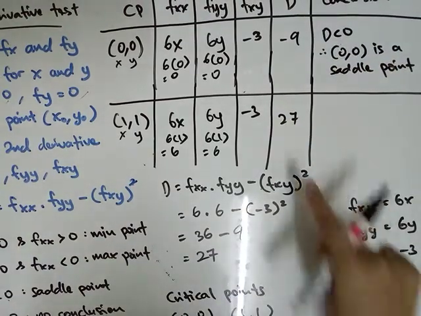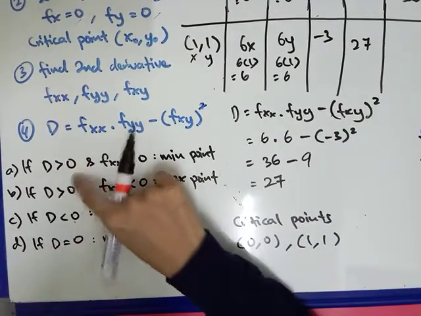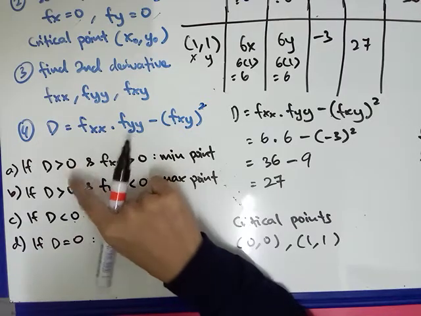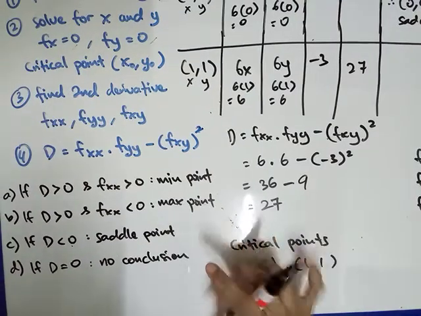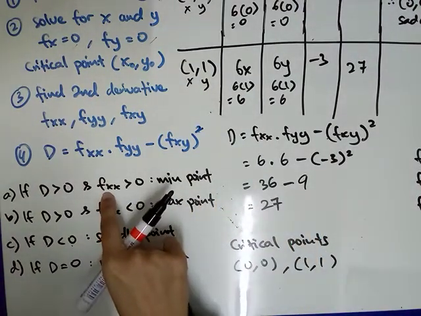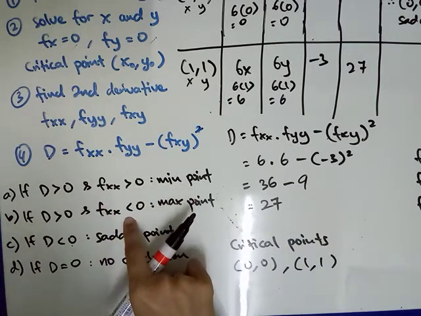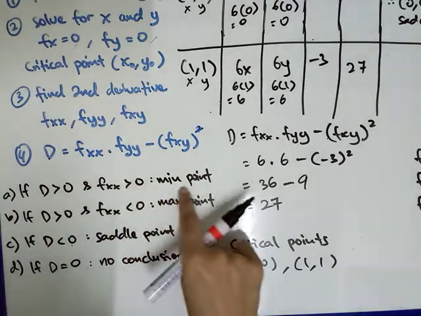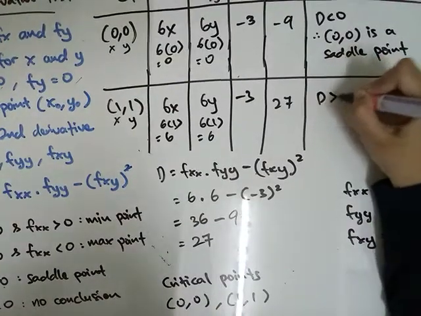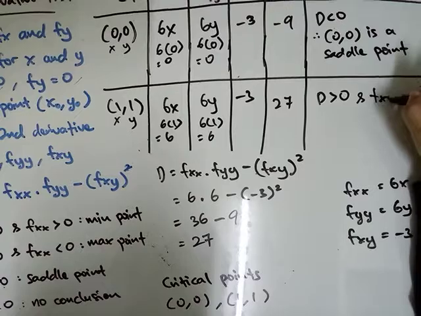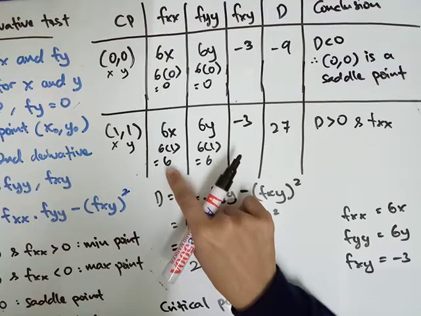So the conclusion is D is 27, it is more than 0. We have 2 points here, D more than 0. So how to identify whether it is maximum or minimum? You need to look at the fxx, whether it is more than 0 or less than 0. If more than 0, it is minimum point. If less than 0, it is maximum point. So D is more than 0. And fxx, this one, it is more than 0, right? Which is 6.